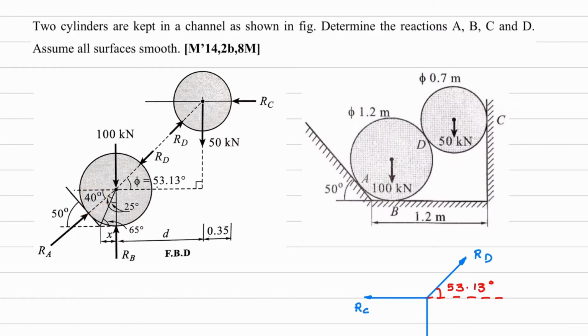Next, we will see this angle. What angle RD makes with respect to horizontal. In order to calculate this, we'll consider this angle. Now this is the angle bisector, then this is vertical and this is horizontal. Now this angle is 25 degree. This angle is 90 degree. So what will be the remaining angle? It will be 65 degree.